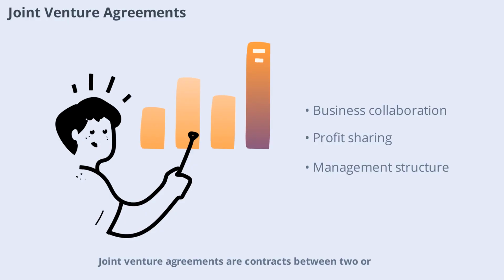Joint venture agreements are contracts between two or more parties to undertake a specific business project together. They outline each party's contributions, profit sharing, and management structure. These agreements are essential for successful collaboration and risk management.